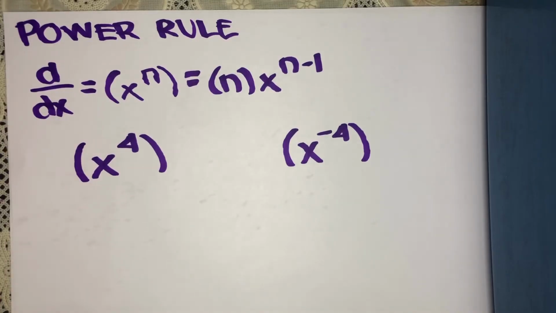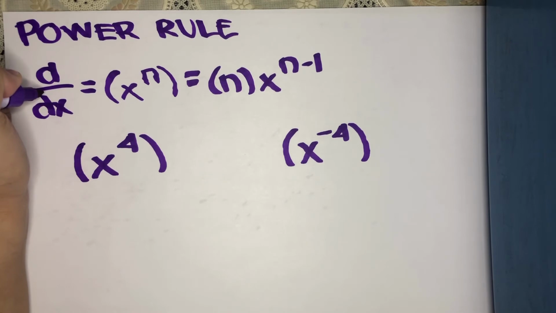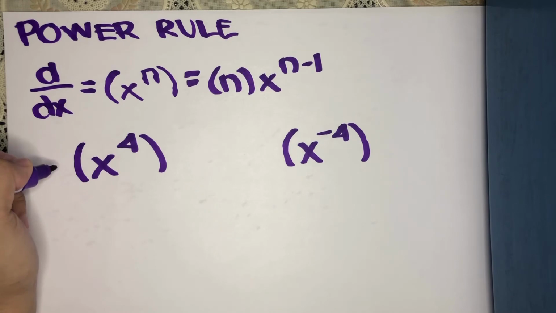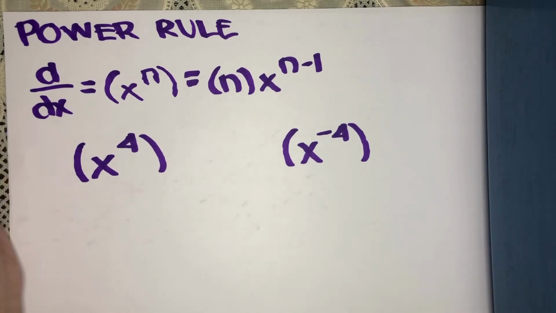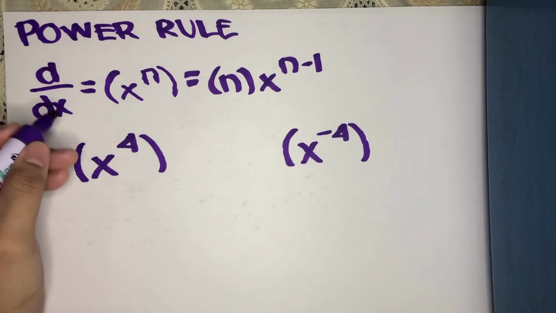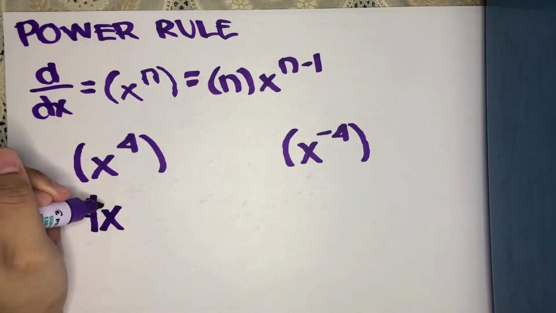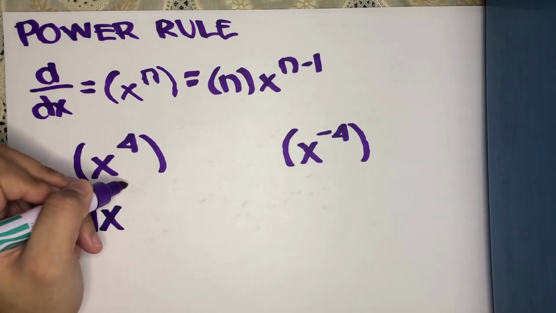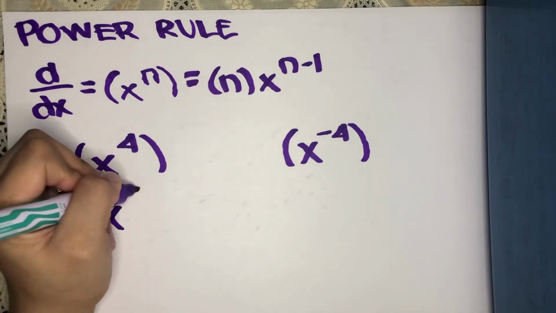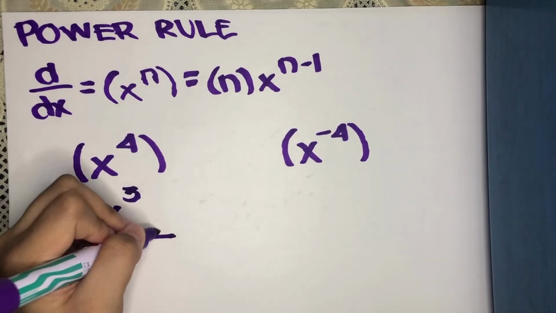So, the fourth rule is the power rule. This is the formula of the power rule. The derivative of a variable raised to n is equal to n multiplied by the variable raised to n minus 1. I have here two examples for the power rule. First is x to the fourth. The first thing that we need to do is get the exponent of x and copy it in front of the x. So, it becomes 4x. For us to get the new exponent of x, we need to subtract 1 from 4. So, it becomes 3.